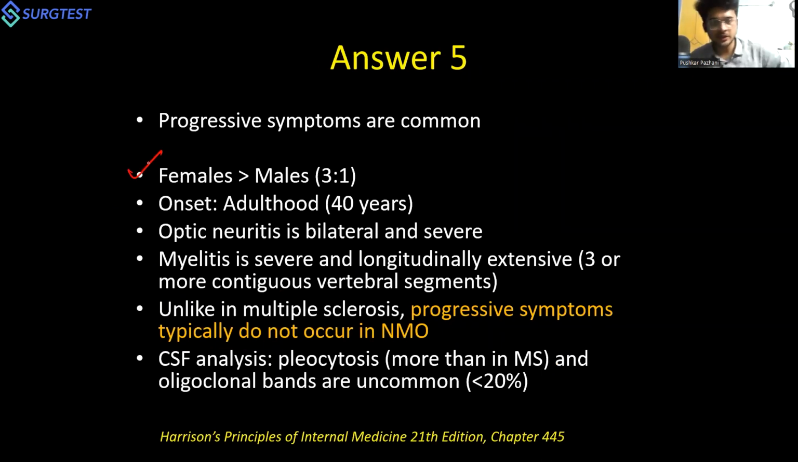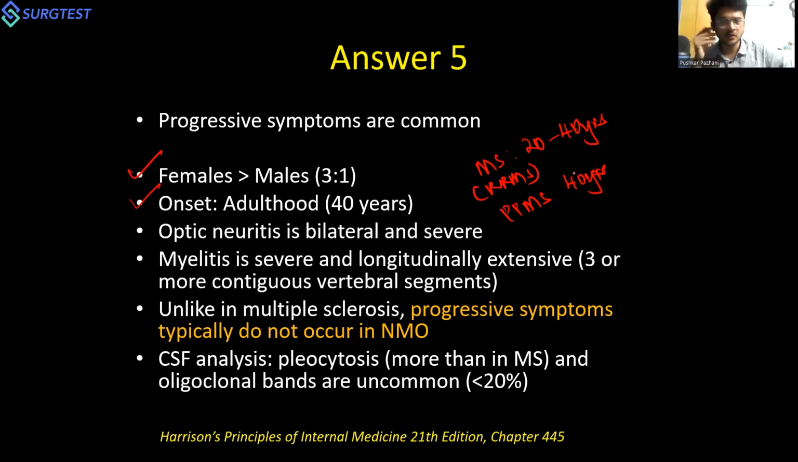So females more than males, just like in multiple sclerosis. The onset is a little later than multiple sclerosis. Usually MS, if you take multiple sclerosis, the onset is from 20 to 40 years. Relapsing remitting MS usually has a 20 to 40 years onset. But actually, if you take primary progressive MS, it is 40 years.